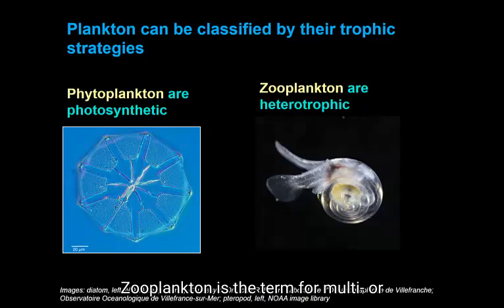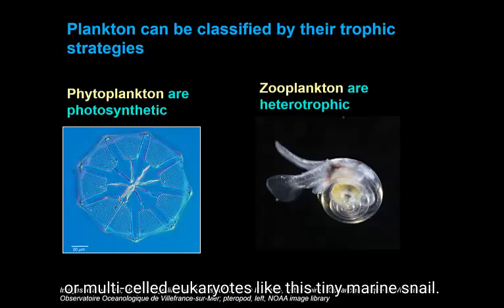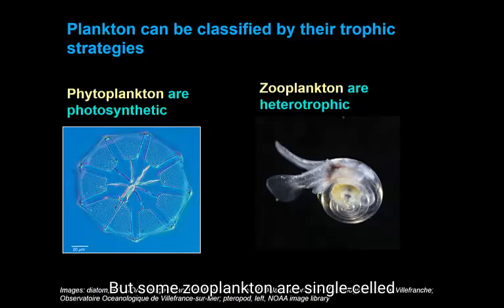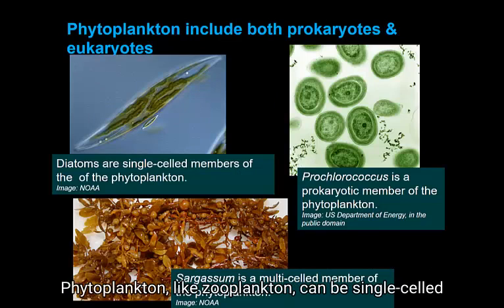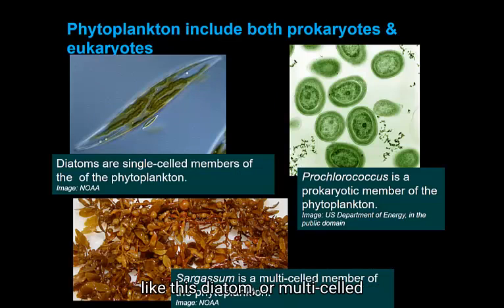Zooplankton is a term for multi- or single-celled eukaryotes that are heterotrophic. Many of them are animals, or multi-celled eukaryotes like this tiny marine snail, but some zooplankton are single-celled eukaryotes and are therefore not classified as animals, even though they are heterotrophic. Phytoplankton, like zooplankton, can be single-celled like this diatom, or multi-celled like this floating algae called sargassum.